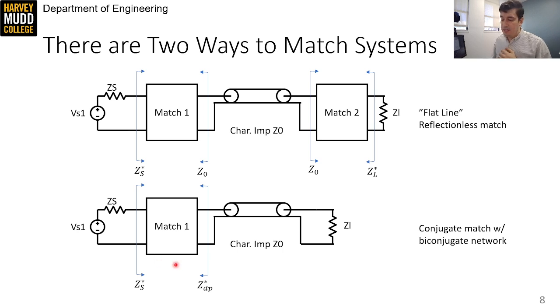This is a more complicated match to design. It's called a biconjugate match. And the bandwidth of it might be kind of narrow because ZdP changes with frequency, since the transmission line will rotate your phase by different amounts at different frequencies. But maybe this is the right decision for you. In particular, if your matching networks are kind of high loss, maybe you can't afford the power that you would lose going through two.